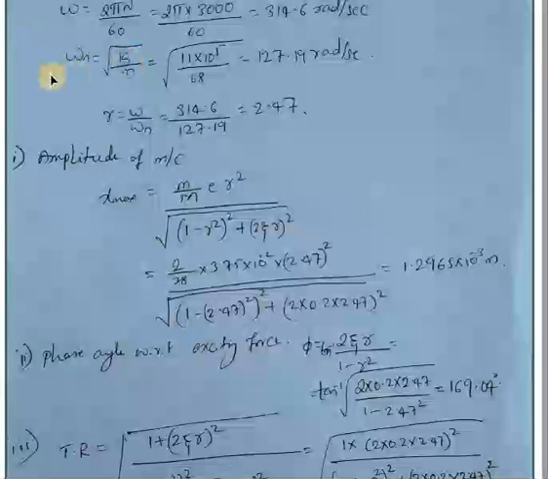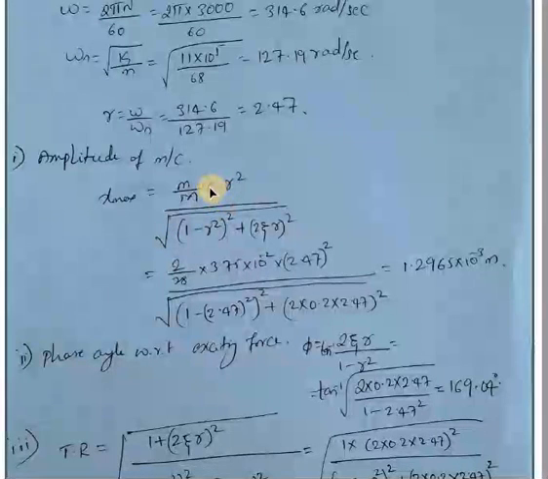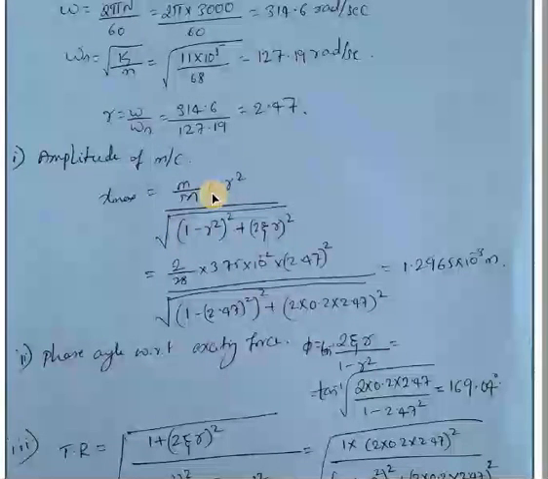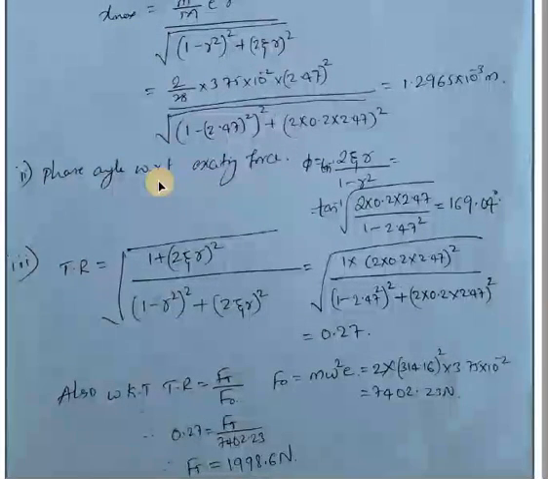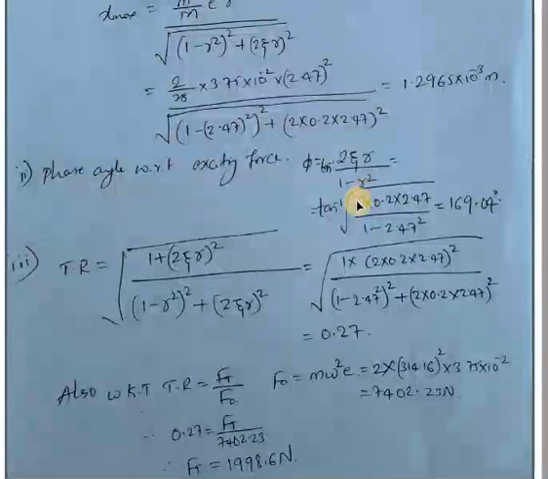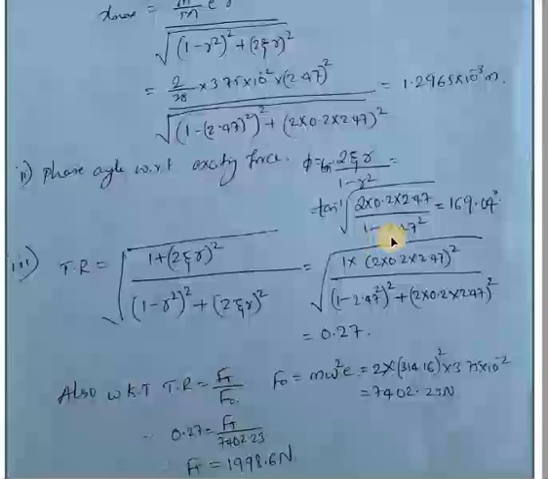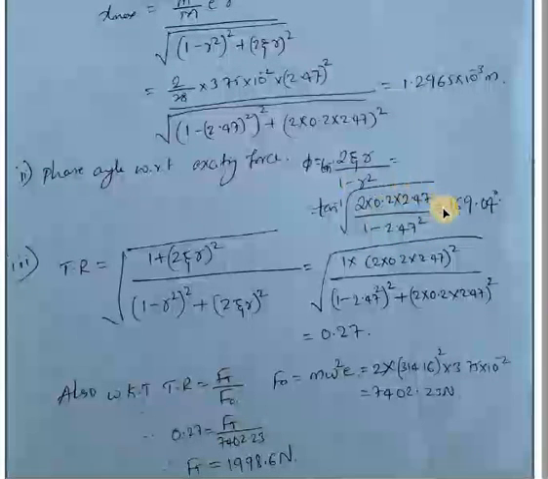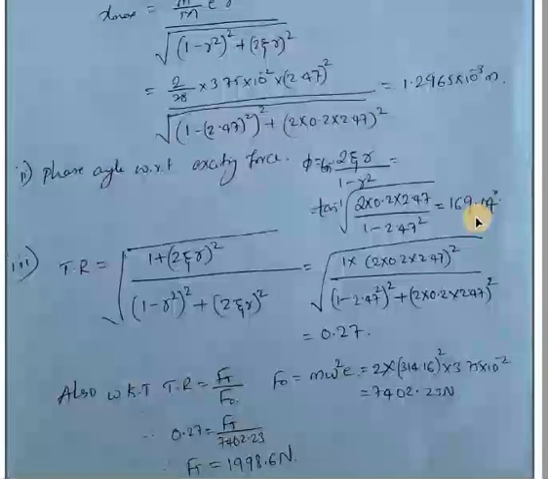Remember, while calculating this omega n, this k should be in terms of Newton per meter, and this E should be in terms of meter. Then the second bit, he has asked us to calculate the phase angle with respect to exciting force, which is given by phi = tan inverse of 2 zeta r divided by 1 − r². That is tan inverse of 2 × 0.2 × 2.47 divided by 1 − 2.47², which is equal to 169.04 degree, the phase angle.